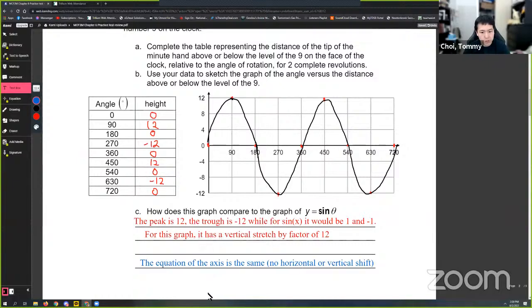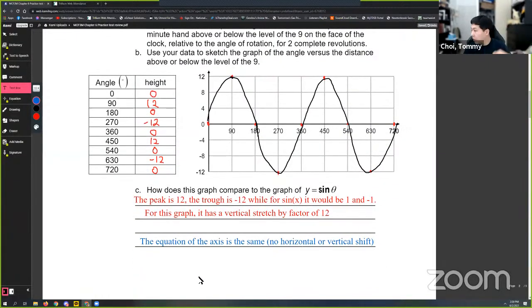Right? Nothing has shifted. So these are the two things that I would like to see when you write something down. So number one here, you can see the peak and the troughs are different, and that means that it has a vertical stretch by a factor of 12. And second, the equation of the axis is still y equals 0. That's already true for y equals sine theta. So there's no vertical shift or horizontal shift or anything like that. Okay, so that would be for number 2 here.